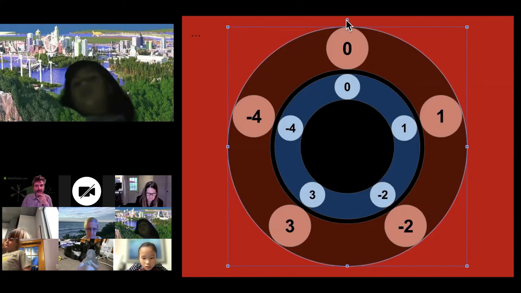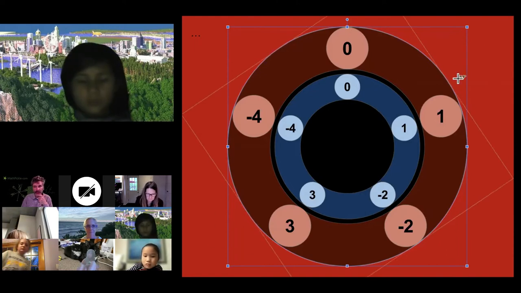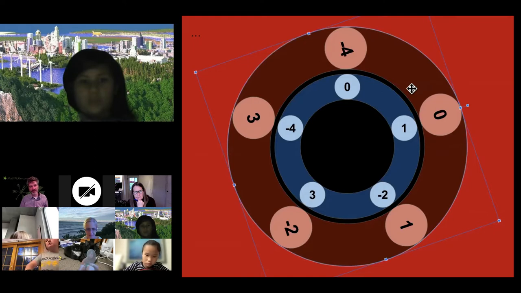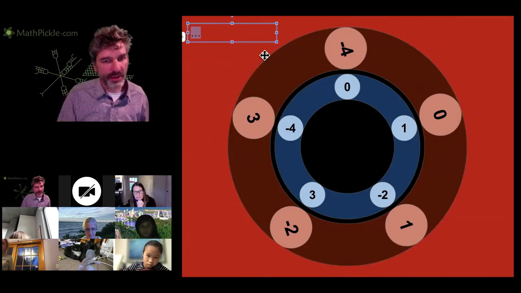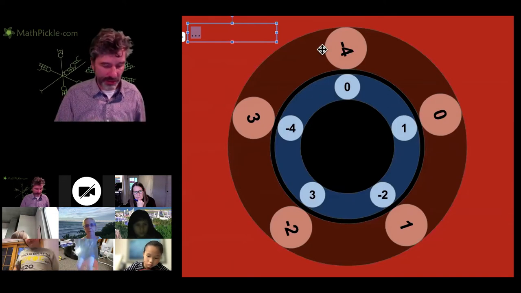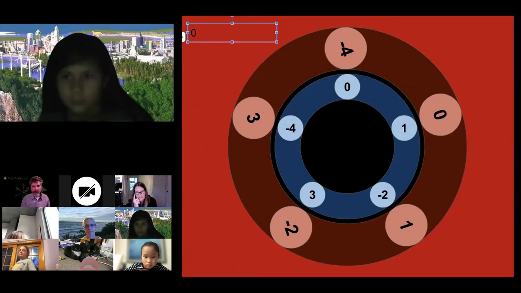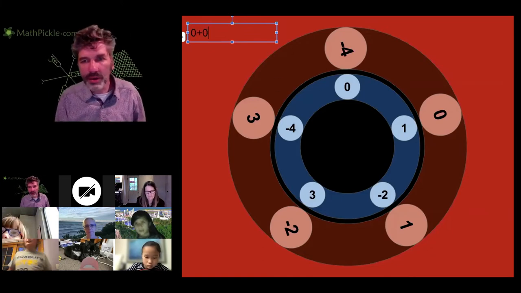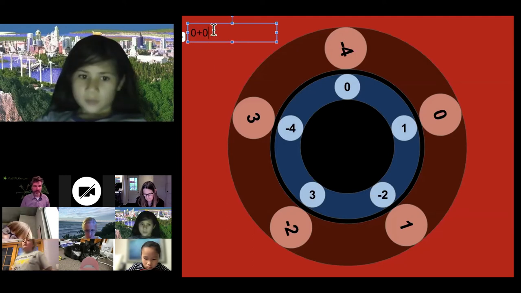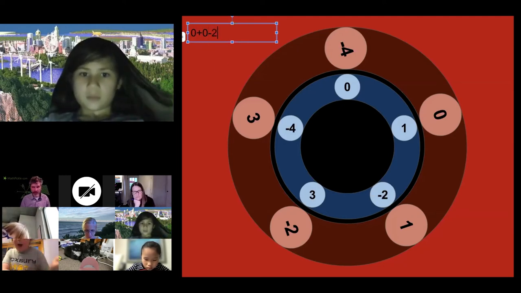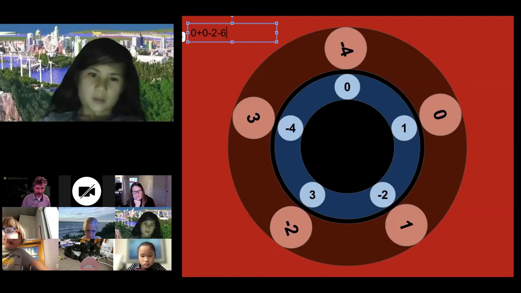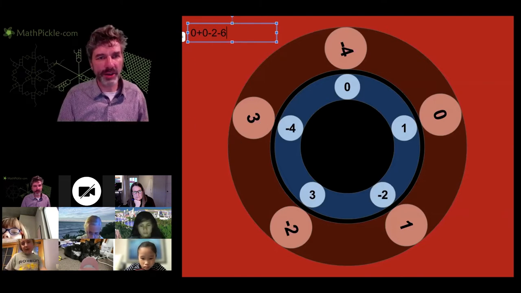So let's put the 0 to the 1. But that is losing the minus 4. So let's bring the minus 4. Let's see how it works. Okay, so Solly, 0 times minus 4? 0. 0 times 1? 0. 1 times minus 2? Minus 2. Three times minus 2? Minus 6. Three times minus 4?